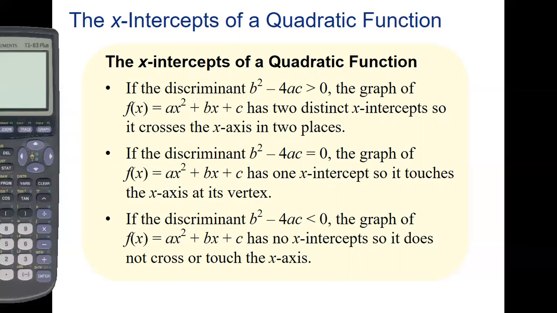If your discriminant, which is b squared minus 4ac, is positive, then you're going to end up with 2 places. If your b squared minus 4ac equals 0, then you're going to end up with only 1, and it's at the vertex. And if your discriminant, b squared minus 4ac, is negative, then the graph has no x-intercepts, no real solution. So that means it will never cross the x-axis. Sounds familiar?